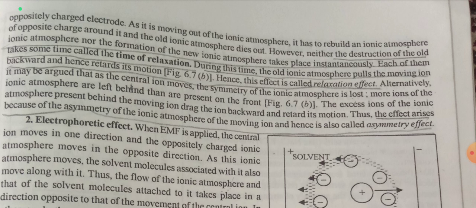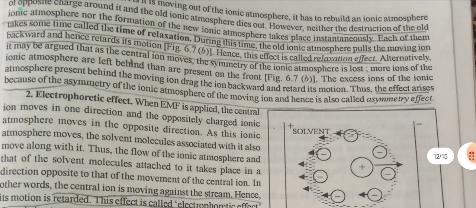Alternatively, it may be argued that as the central ion moves, the symmetry of the ionic atmosphere is lost. More ions of the ionic atmosphere are left behind than are present in front. The excess ions of the ionic atmosphere present behind the moving ion drag the ion backward and retard its motion. Thus, the effect arises because of the asymmetry of the ionic atmosphere of the moving ion, and hence is also called asymmetry effect.